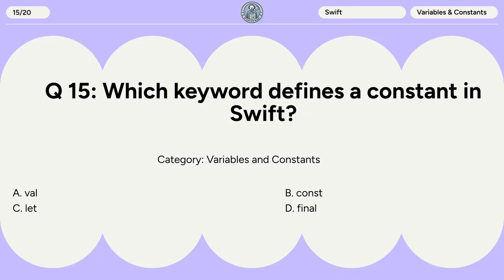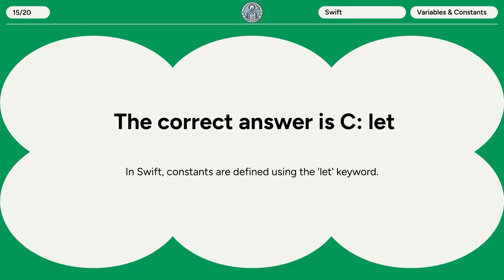Question 15. Which keyword defines a constant in Swift? A. Val. B. Const. C. Let. D. Final. The correct answer is C. Let. In Swift, constants are defined using the let keyword.